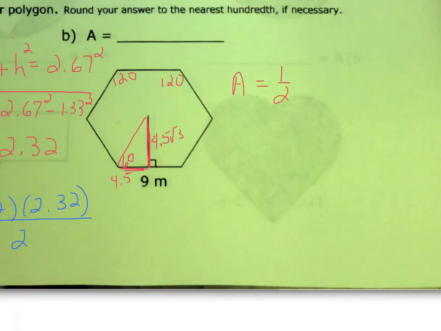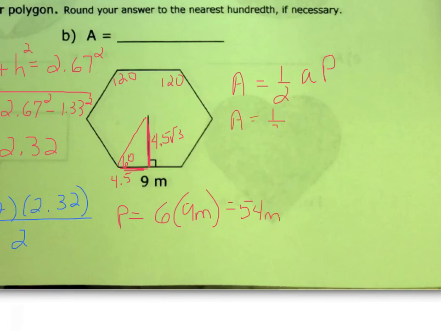Now let's just put that into the formula: 1/2 the apothem times the perimeter. Now I need the perimeter. 6 sides times 9 meters each. That's 54, isn't it? 54 meters. Okay, now let's just go back and put it into the formula.